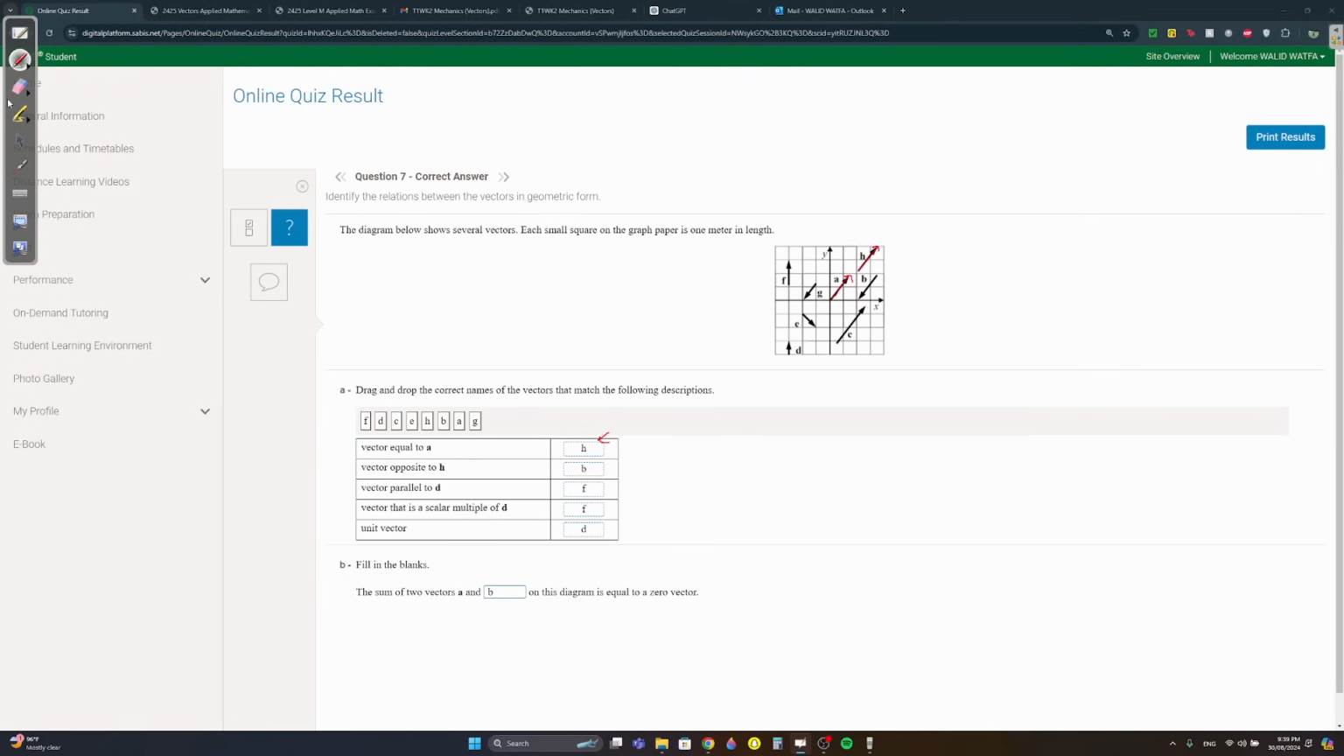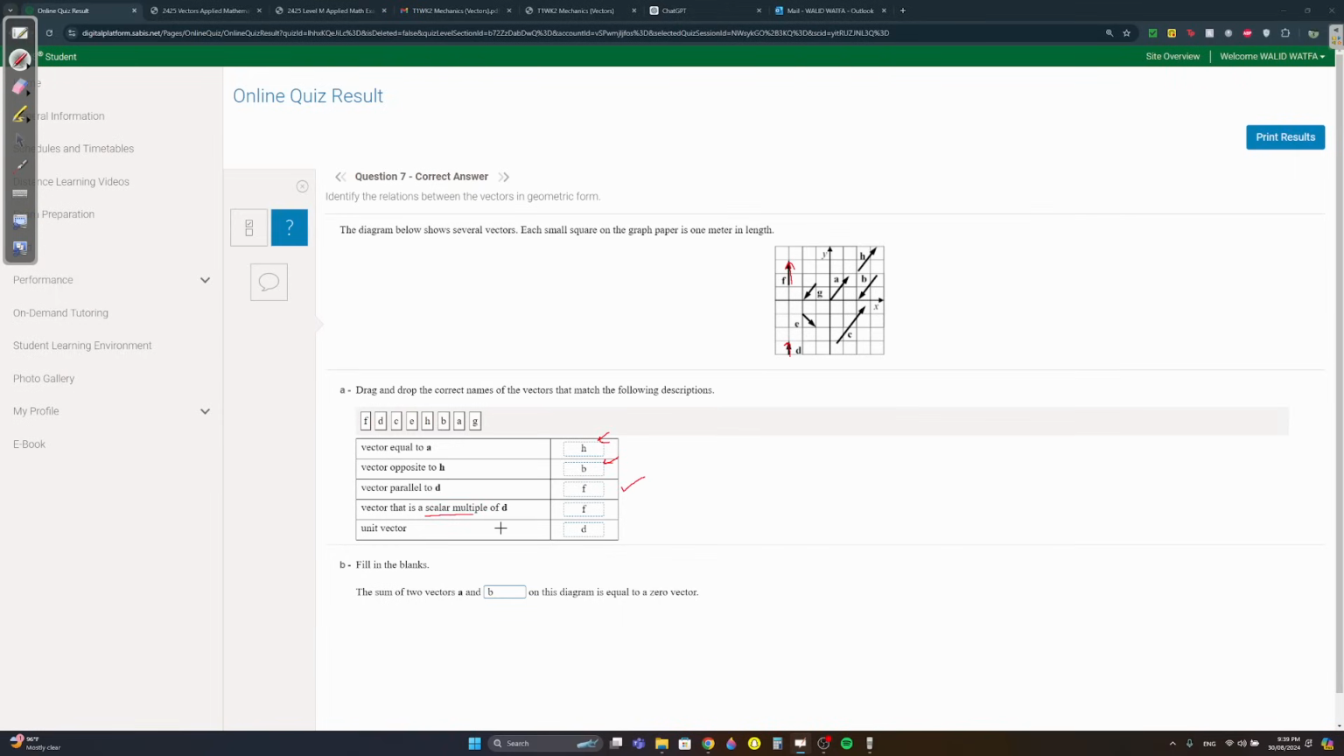A vector opposite to H. Vectors are opposite when they have the same magnitude, so the same size, but opposite directions. So which one is 2 squares but going in the opposite direction as H? There's no other one other than the one here. A vector parallel to D. If two vectors are parallel, that means they are going in the same direction. So D is going up. Which other vector is going straight up? F.